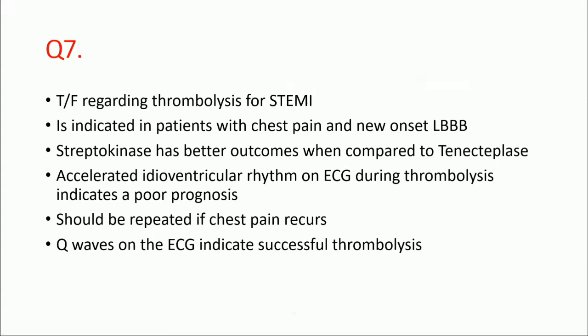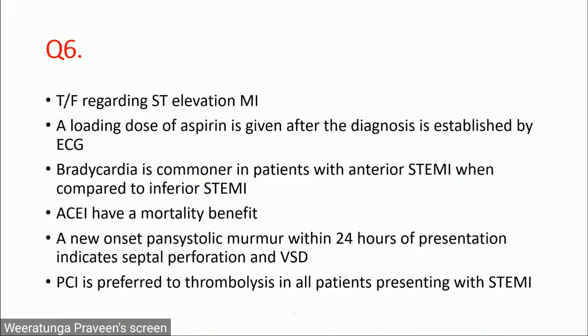Right? So 12 hours of symptom onset. That is important. There are two reperfusion strategies that we do. One is thrombolysis with tenecteplase. And the other one is primary PCI. Right? So angiogram and stenting. Primary PCI. So these are your two options.